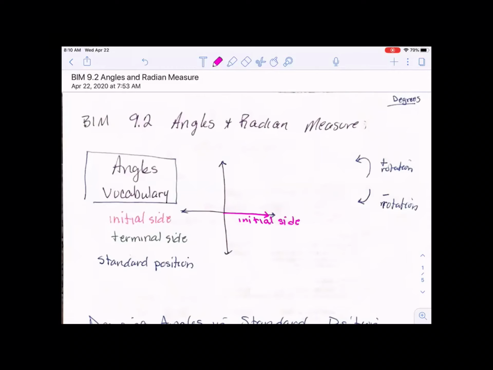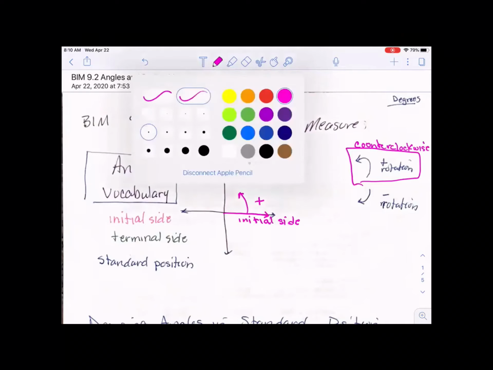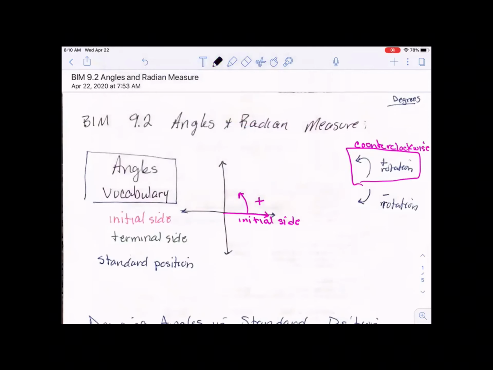Now, if we have a positive angle, we're going to rotate. This is kind of weird. We're going to rotate counterclockwise. So we're going to rotate from this initial angle where we start, initial means where we start, counterclockwise, and that's going to give us a positive angle measure. Where we stop, I always think of like terminals for trains or buses or airports. The terminal side is where you stop.